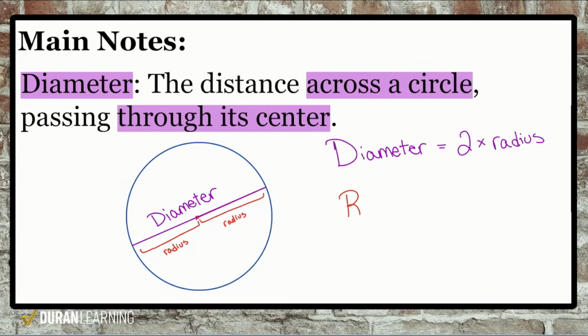And another way we can write this before we move forward is the radius is going to be the diameter cut in half. Diameter divided by 2. So again, the diameter is double the radius, and the radius is half of the diameter.